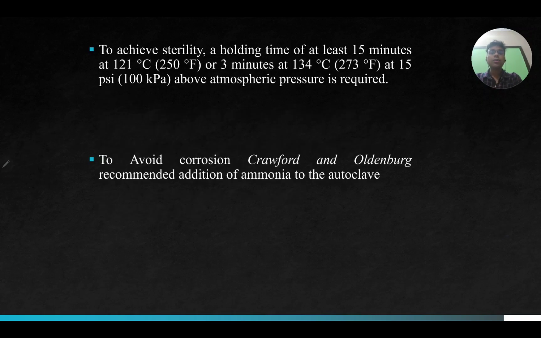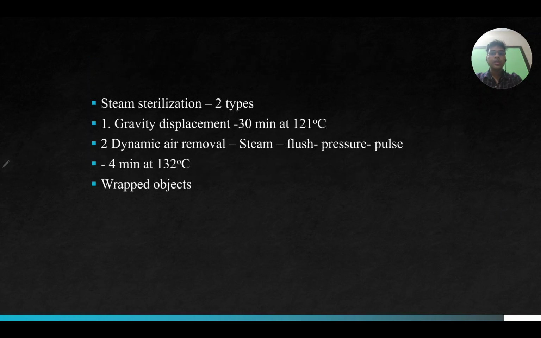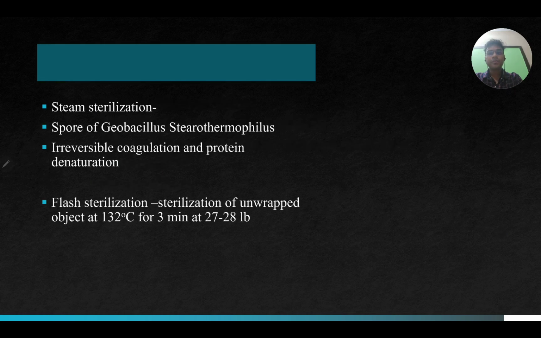To achieve sterility, a holding time of at least 15 minutes at 121 degrees Celsius or 3 minutes at 134 degrees Celsius at 15 psi above atmospheric pressure is required. To avoid corrosion, Crawford and Oldenburg recommended addition of ammonia to the autoclave. Steam sterilization is of two types: one is gravity displacement and the other is dynamic air removal.